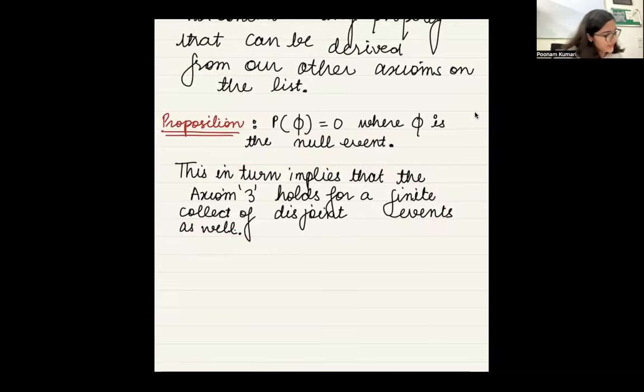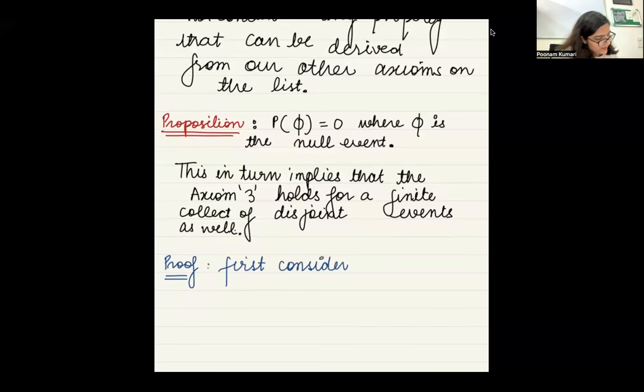Okay, fine. Chalo ji. Let's prove that. So how do we prove this? Let's see. Let's say, let's consider an infinite collection of disjoint events. Okay. So first consider the infinite collection.